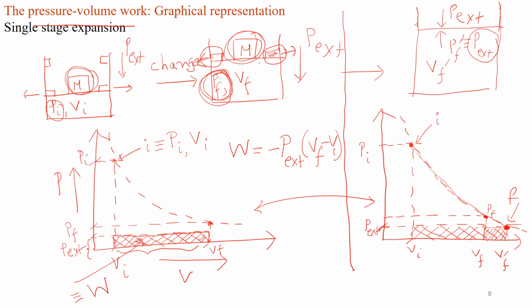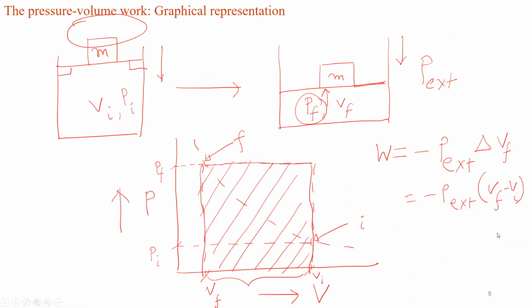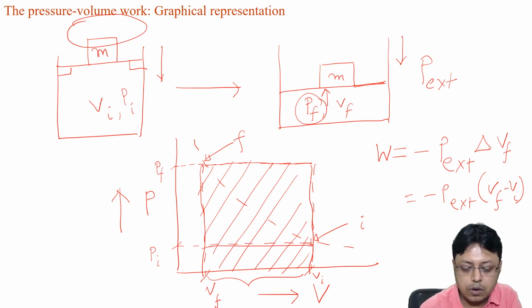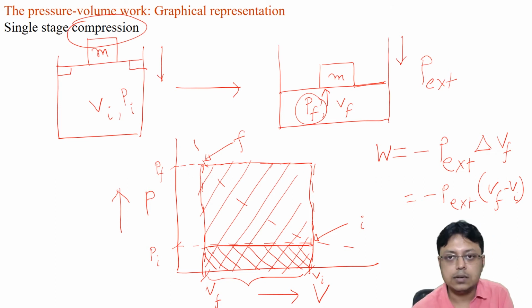So in the earlier case, this was the work done. We went from a final state to an initial state, and in this case the work done, as you can see, is this. So the work done for the compression is higher than the work done for expansion by this region. So we had a very interesting situation here.